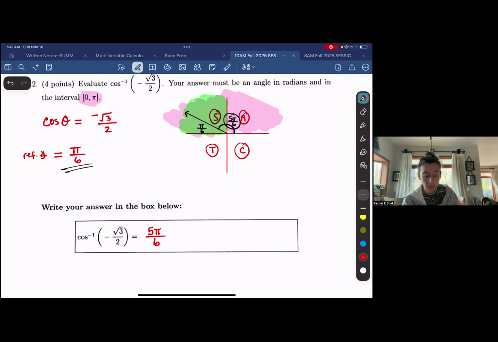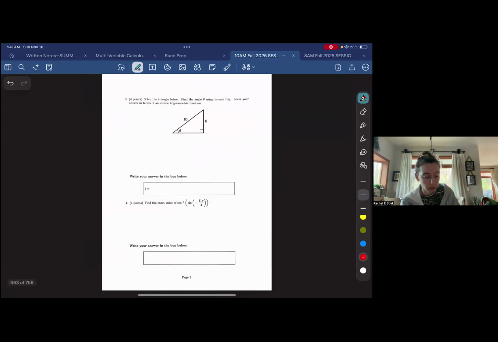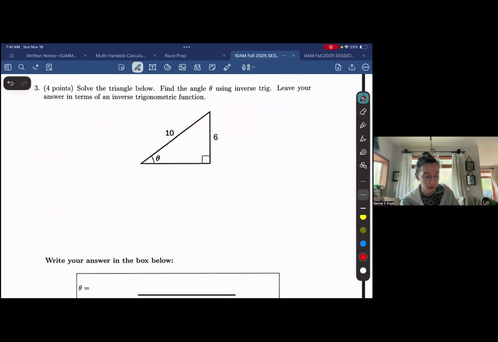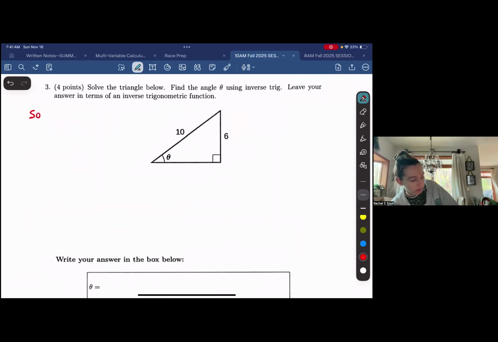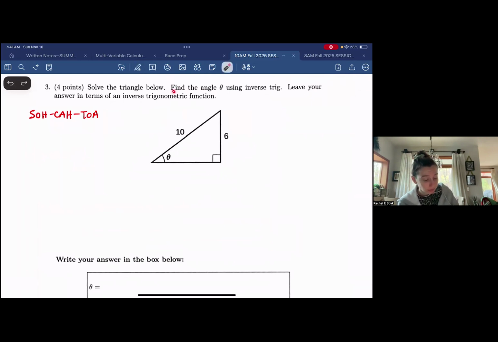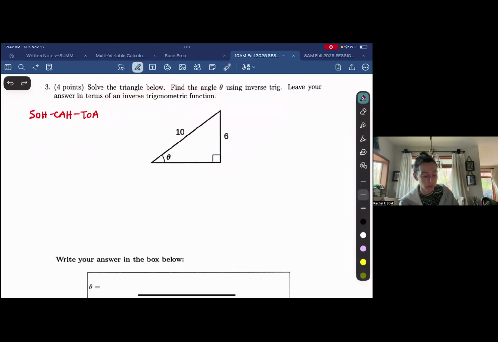Let's now move on to the back page, question 3, where we're going to be utilizing some SOHCAHTOA here. Anytime you see a right triangle, you just want to write out this acronym because there's a really good chance you'll be using this. The question is asking to solve the triangle below, find the angle theta using inverse trig, and leave your answer in terms of an inverse trigonometric function.